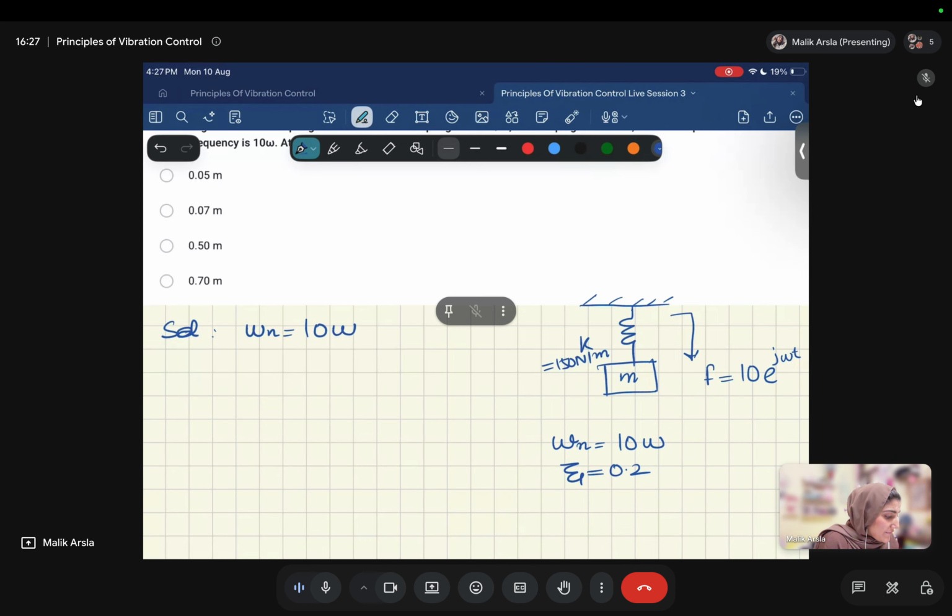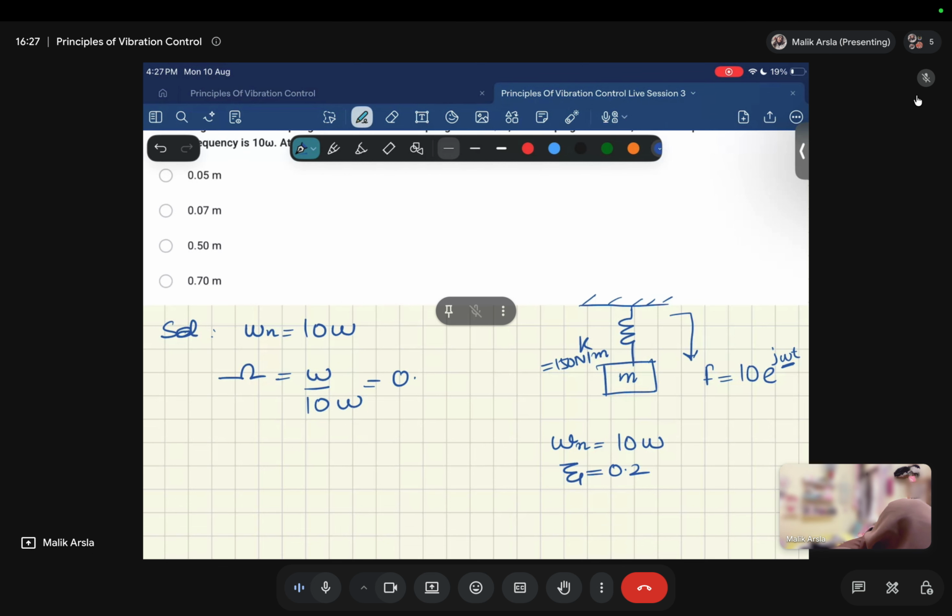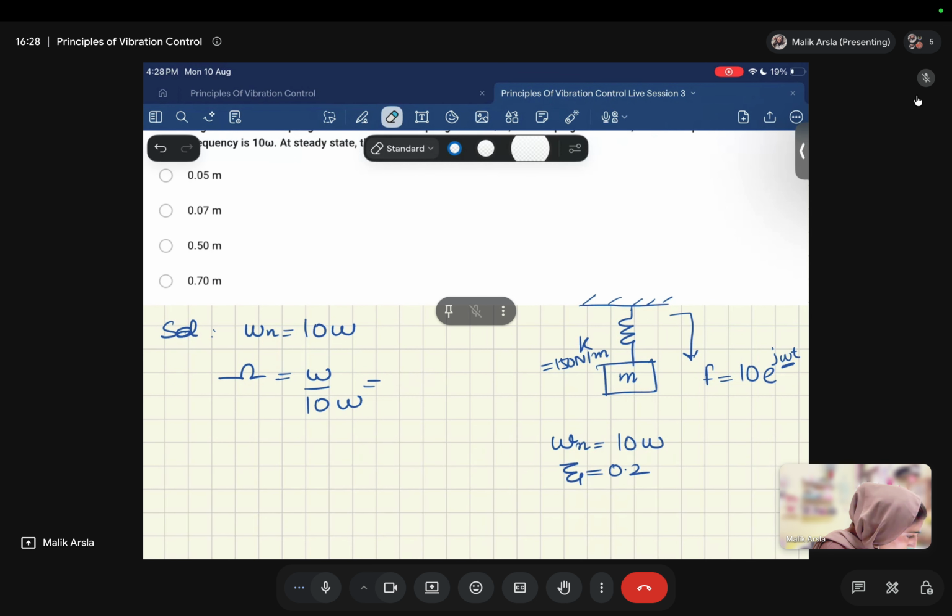Now from here we can find our frequency ratio, which is equal to excitation frequency upon the natural frequency. The excitation frequency is mentioned as omega, so it will be omega upon 10 omega, which is equal to 0.1, sorry, not 0.01, so it will be equal to 0.1.